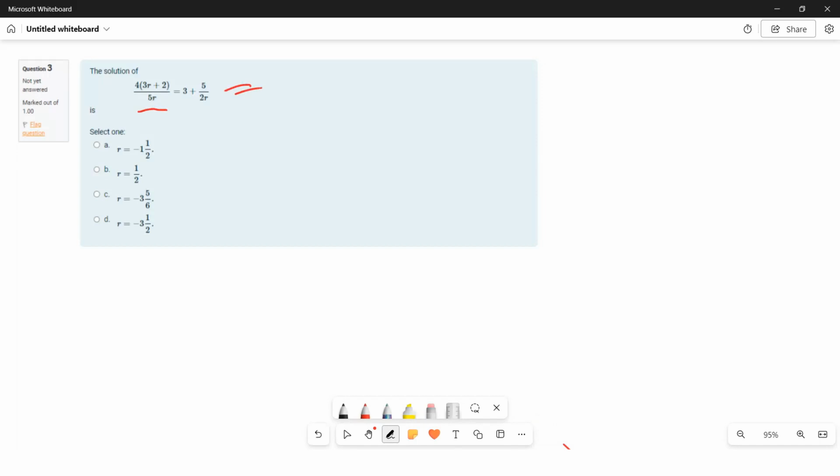So this is what you're gonna do. This is the same as 3 over 1 plus 5 over 2r. If you have something like this, the first thing that you must do is to get the LCM of these two. Since these two are not factors of each other, we are simply going to multiply these two. So your LCM is 2r times 1. We know that 2r times 1 is 2r. So this is what you're gonna have here: 2r.